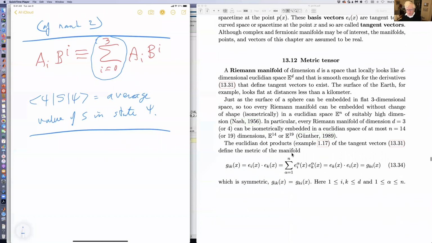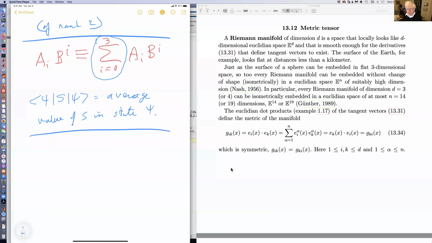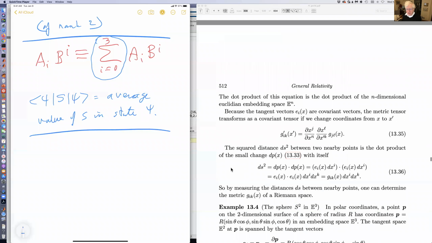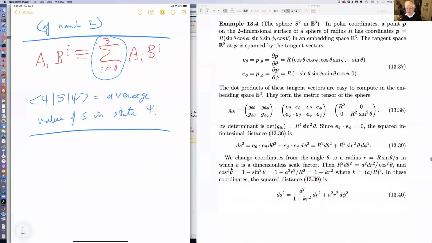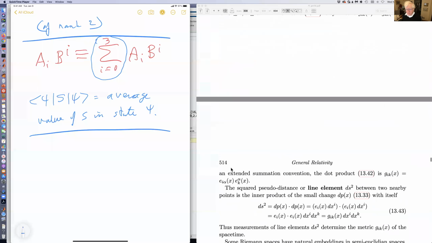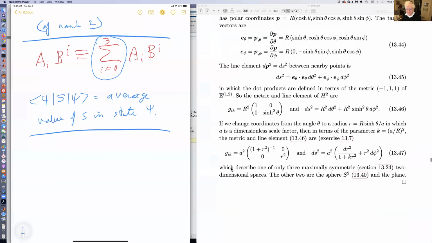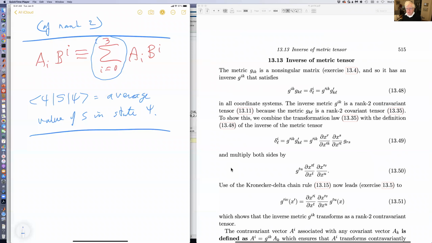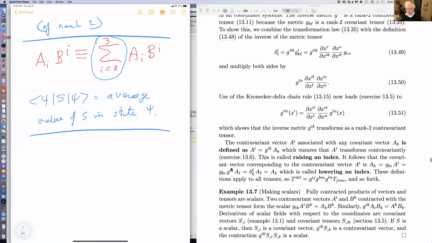Now, what are these basis vectors? The idea here is that the dot product of these basis vectors is the metric of spacetime. And how do you define this dot product? We'll be defining it simply as, let me go on just a little bit further.